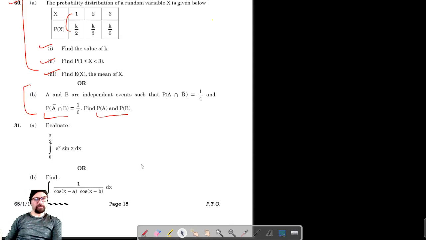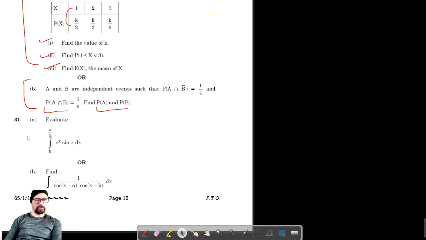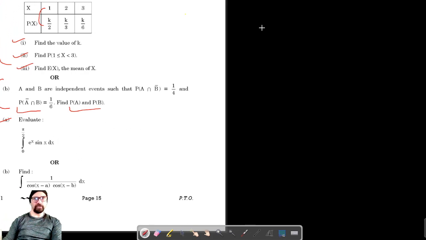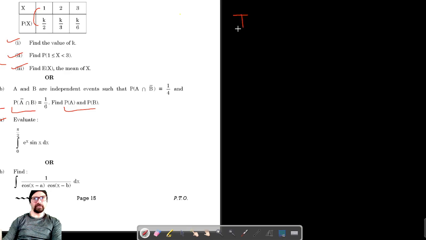Okay, we are on to question number 31 and let's solve its first part. So we have to evaluate our integral. It's a definite integral. I is equal to the integral from 0 to pi by 2 of e raised power x into sine x into dx.